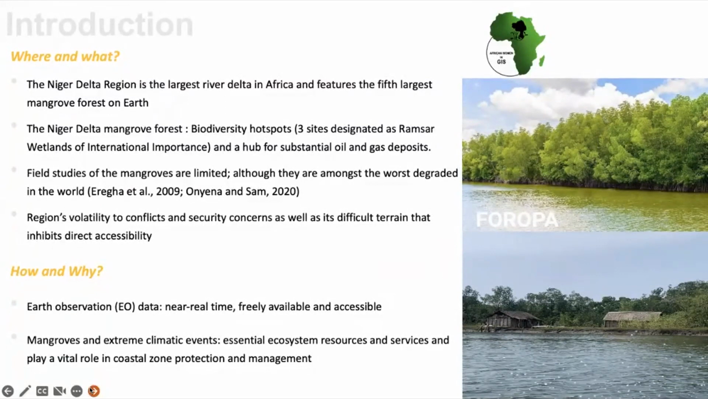Field studies of the mangroves are limited, although they are amongst the worst degraded in the world, according to research, due to the region's volatility to conflicts and security concerns, as well as its difficult terrain that inhibits direct accessibility. So that is the where and the what. In terms of the how and the why of Jokotola's project, Earth observation data is near real time, freely available and accessible, and mangroves, in the face of extreme climatic events, provide essential ecosystem resources and services and play a vital role in coastal zone protection and management.